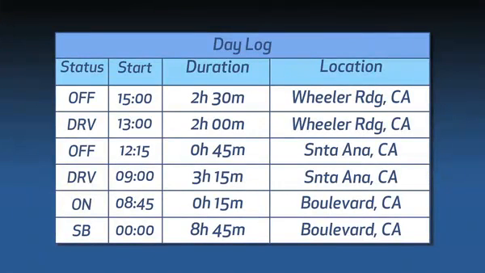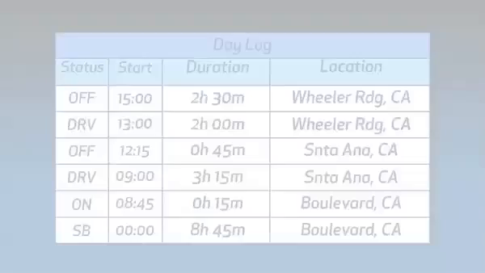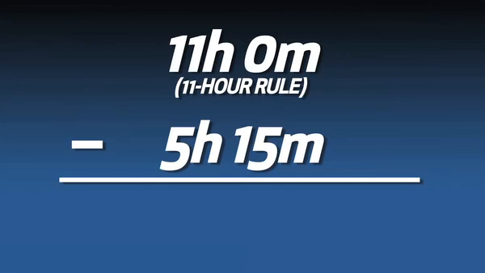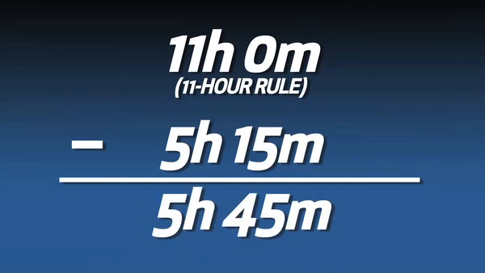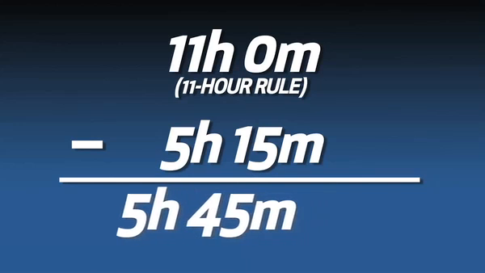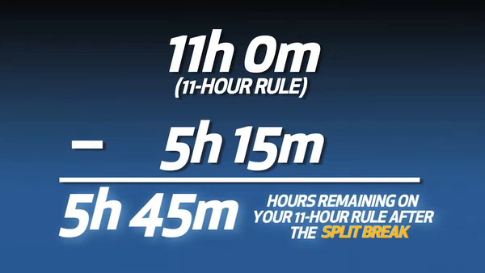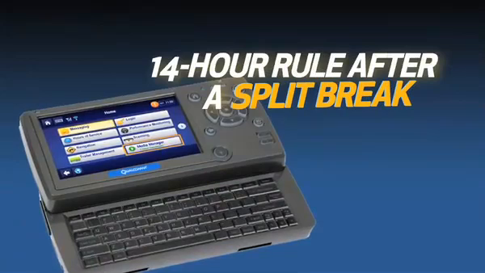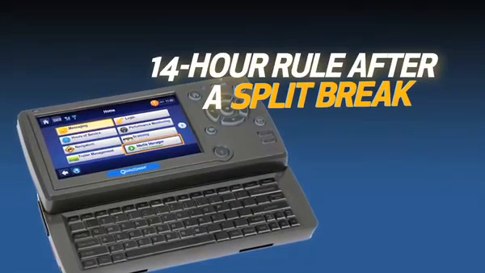Finally, when determining how much time is left on your 11-hour rule, subtract the total line 3 time from 11. 11 hours minus 5 hours and 15 minutes equals 5 hours and 45 minutes. So, in this example, the driver has 5 hours and 45 minutes remaining on their 11-hour rule after the split break.